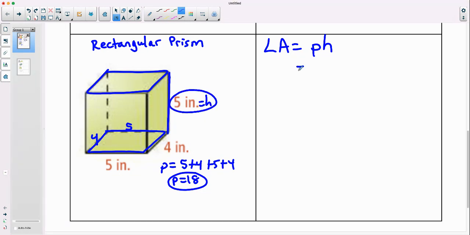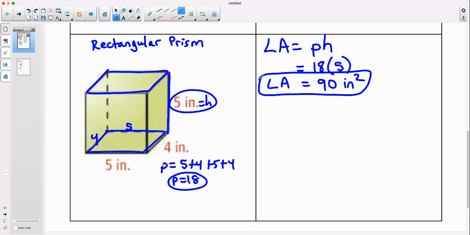So for lateral area, we have 18 as our perimeter and 5 as our height. So our lateral area is just 18 times 5, which is 90 square inches. If that's all they ask for on Schoology, then you're done. Otherwise, if we want surface area, the next thing we would want is capital B.